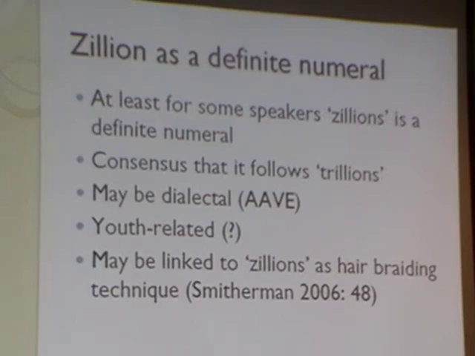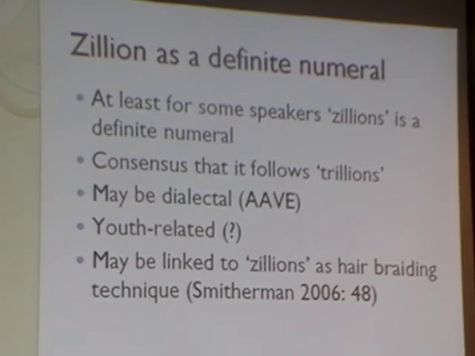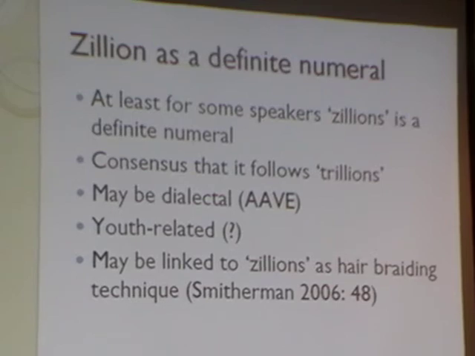One possibility is that there's a hair braiding technique called zillions, and the sociolinguist Geneva Smitherman, who's of course a Wayne State alum and is up at MSU, has identified zillions as a particular piece of African American English. She doesn't talk about it as a number being linked to African American English. But I think that this is a possibility that deserves some further attention.